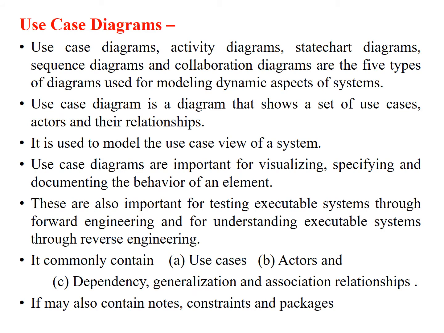Use case diagrams, activity diagrams, state chart diagrams, sequence diagrams, and collaboration diagrams are the 5 types of diagrams used for modeling dynamic aspects of a system. Use case diagram is a diagram that shows a set of use cases, actors, and their relationships. Use case diagrams are used to model the use case view of a system.